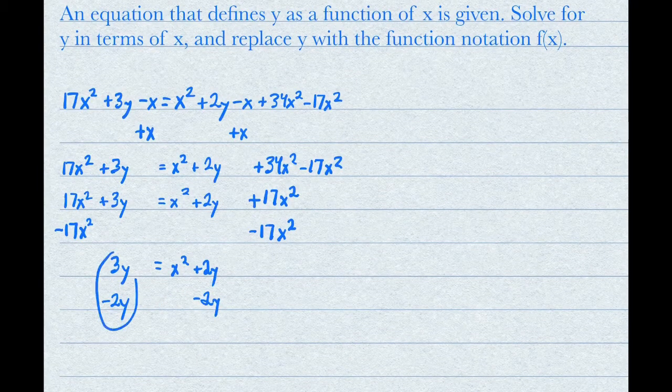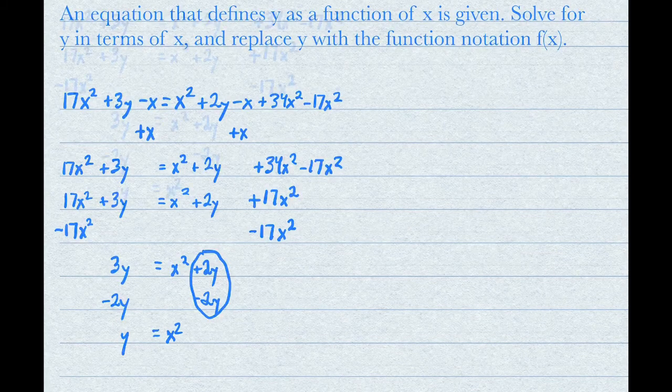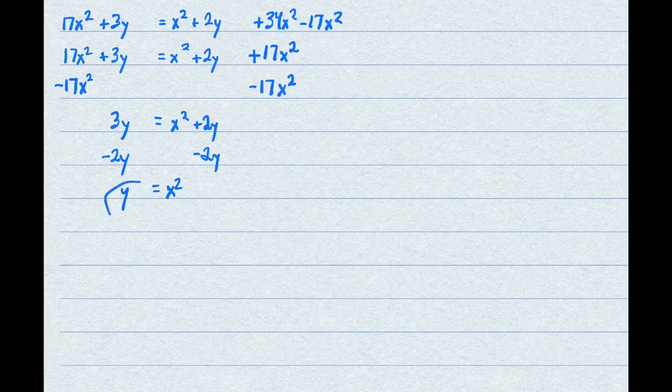So on the next line, 3 minus 2 is 1. So you have 1y here, but the 1 is understood, so you don't have to write it, as long as you have a y. So now you have x squared, and this 2y and this minus 2y have canceled each other out. So they're gone. So all you have left now is y equals x squared. So now your next step is to replace the y with f of x. So on the next line, you just write f of x equals x squared, and that is your answer.